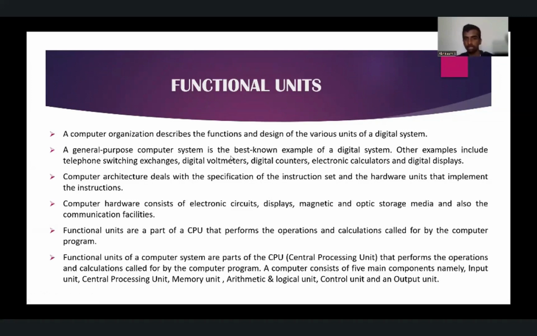Computer architecture deals with the specification of the instruction set and the hardware units that implement the instructions. So this basically discusses the functioning and the specifications of the instruction set and hardware units that implement the instructions. Computer hardware consists of electronic circuits, displays, magnetic and optic storage media, and also the communication facilities. Functional units are part of the CPU that perform the operations and calculations called for by the computer program.